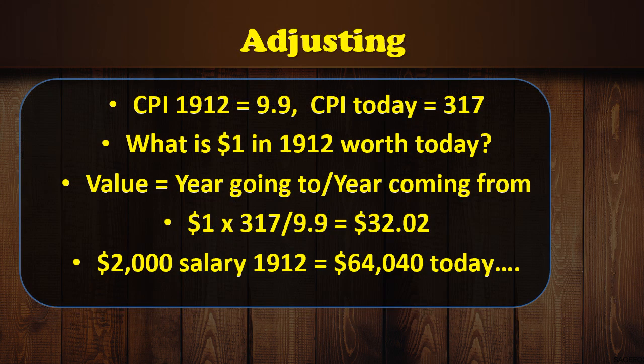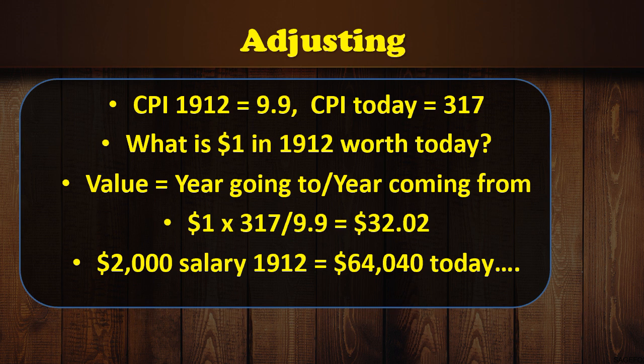Okay? So, in 1912, and I picked 1912 for a reason, the CPI is 9.9. Now, it is ridiculous to compare 1912 to now, because in 1912, radio was a new thing. Cars were new things. To try to compare what it cost to do something in 1912 versus what it costs today is just ludicrous. But let's skip that. CPI today is 317.